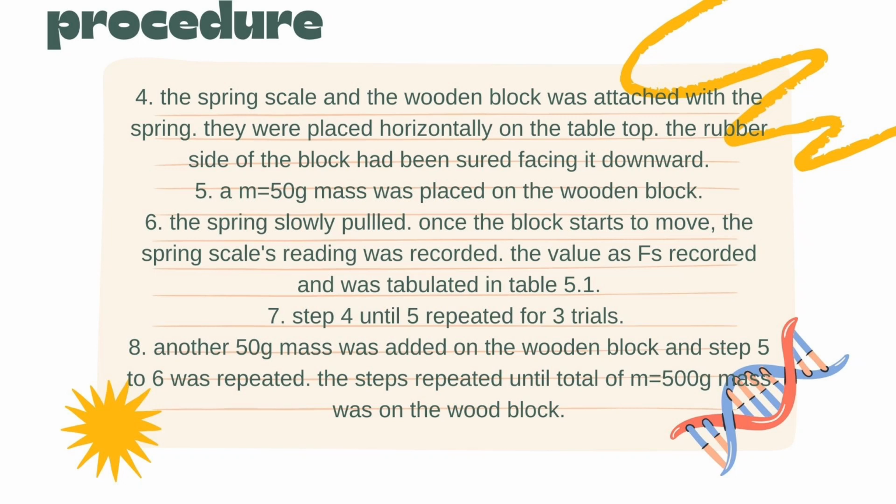Fifth, 50 gram of mass was placed on the wooden block, and the spring scale was slowly pulled. Once the block started to move, the spring scale reading was recorded. The value, F, was recorded and tabulated in table 5.1. Then step 4 was repeated for 3 trials. The last one is that another 50 gram of mass was added on the wooden block, and steps 5 to 6 were repeated until a total of 500 gram mass was on the wooden block.